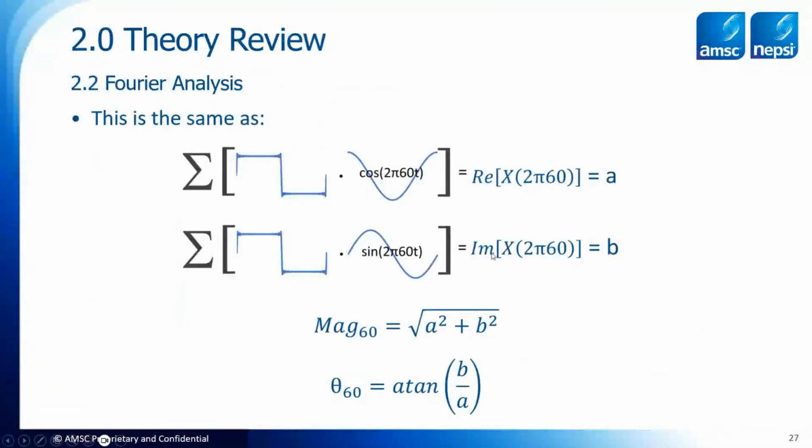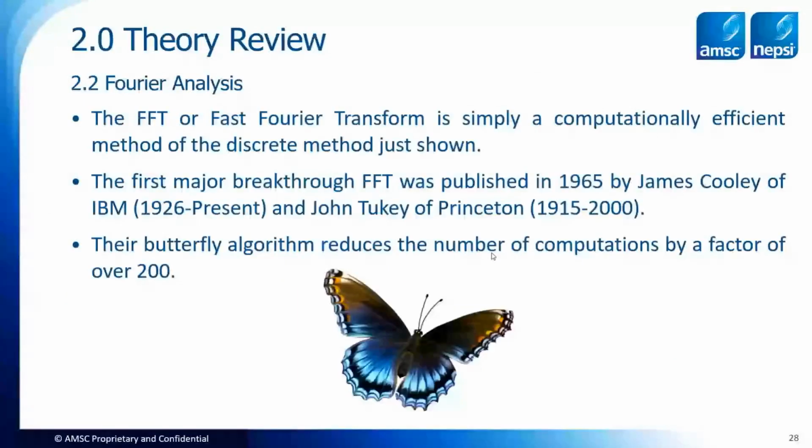How do we do it fast and really efficiently? That's the fast Fourier transform. It literally is the exact same method that I just showed you, except it's computationally efficient. What it does is reduce duplicate calculations of sine and cosine so that you can save time and computational energy.